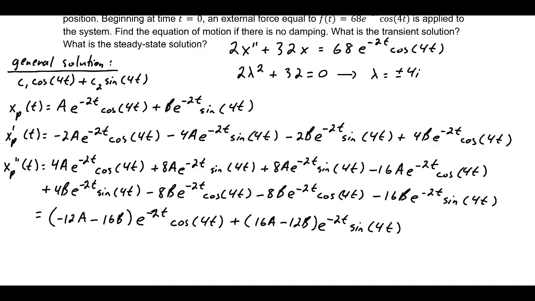Okay. I may also combine terms in just the function itself as well. Oh, actually, no, I don't need to do that. Okay. So, now that we have these things, we'll substitute these into the equation we had: 2 times the second derivative of x plus 32 times x equals 68 e^(-2t) cos(4t).